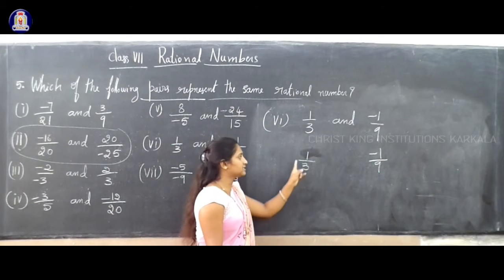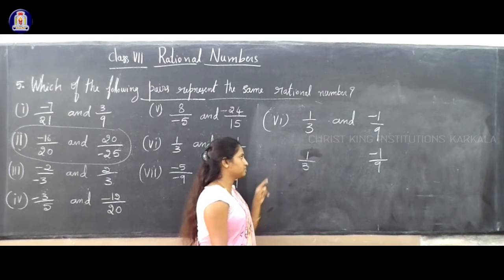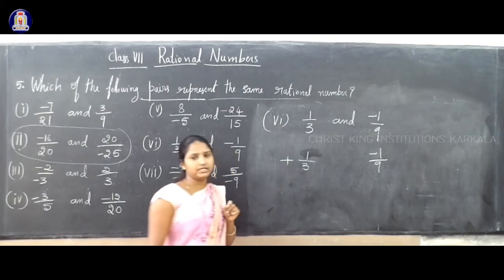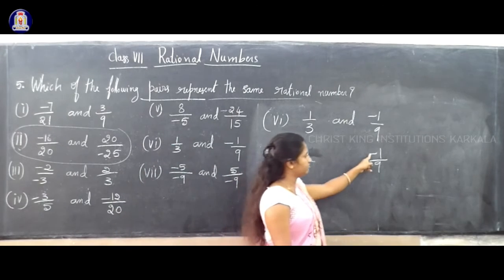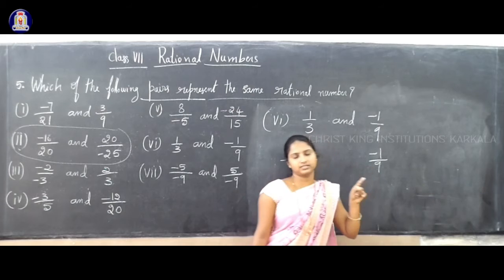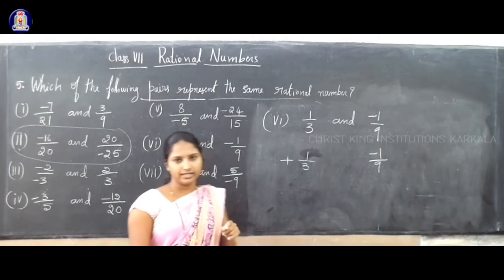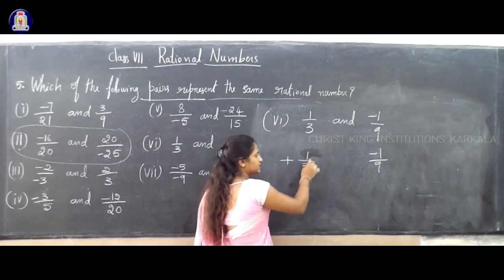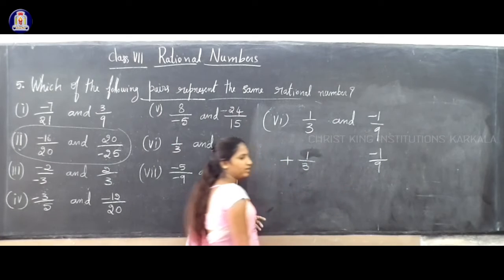See, the sign here is plus, so the sign is plus. So plus 1 by 3, and here the sign is minus, and minus plus minus. So the answer is plus 1 by 3 and minus 1 by 9.